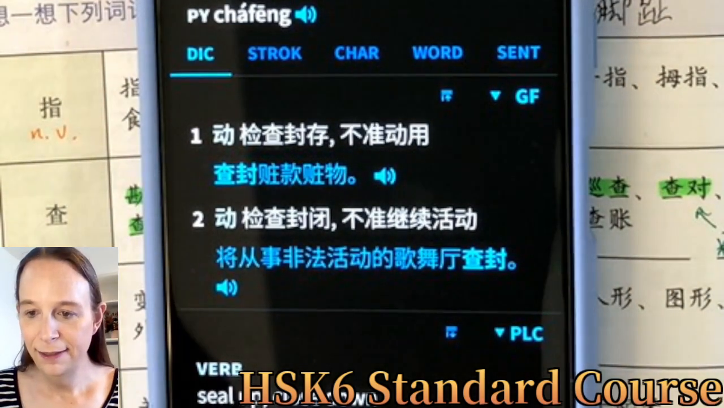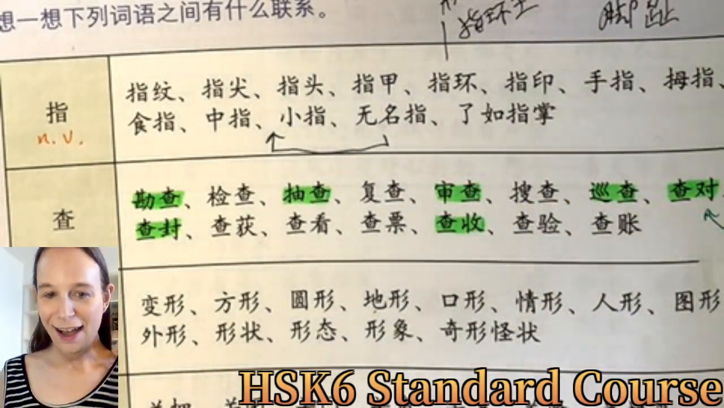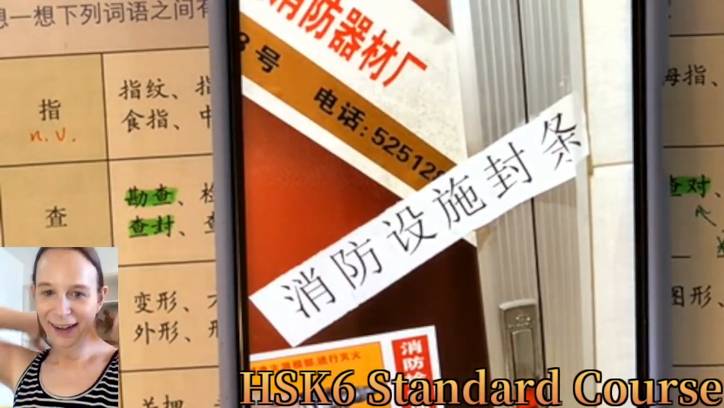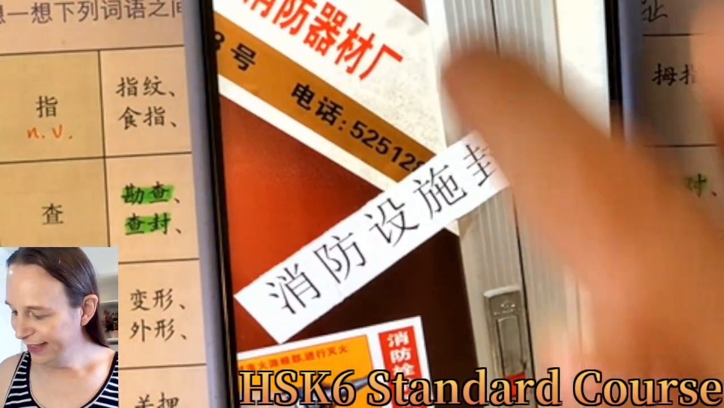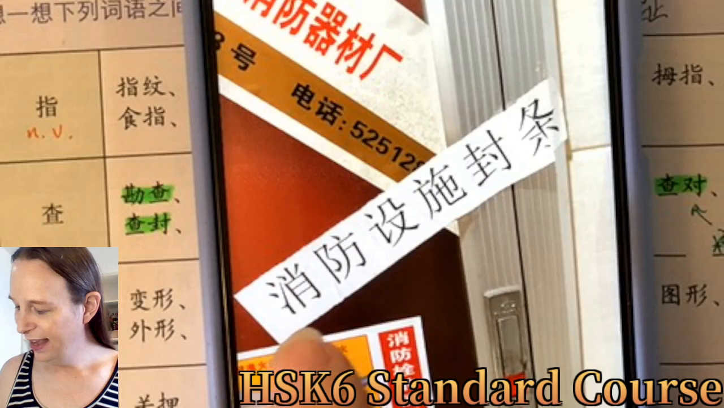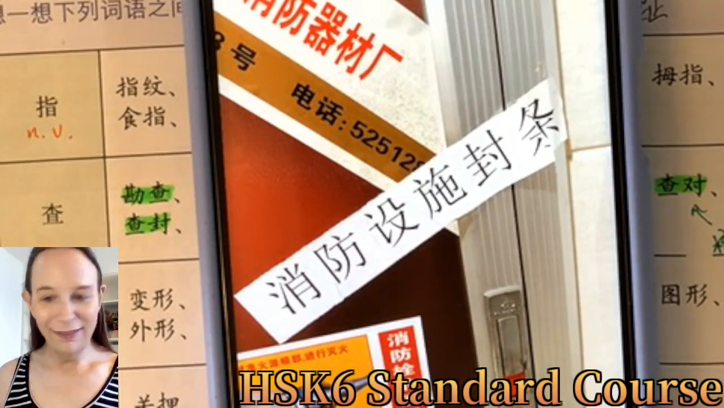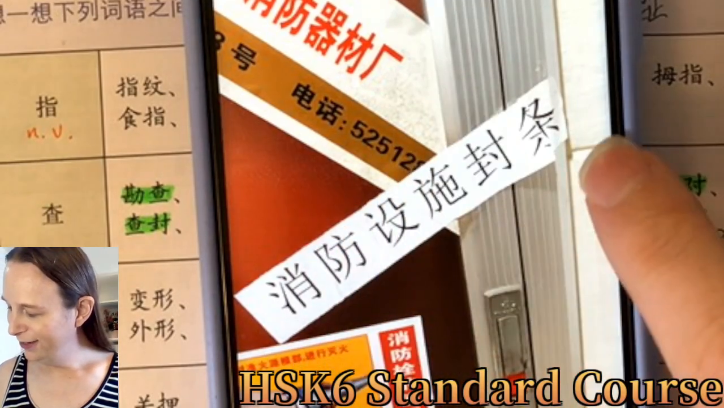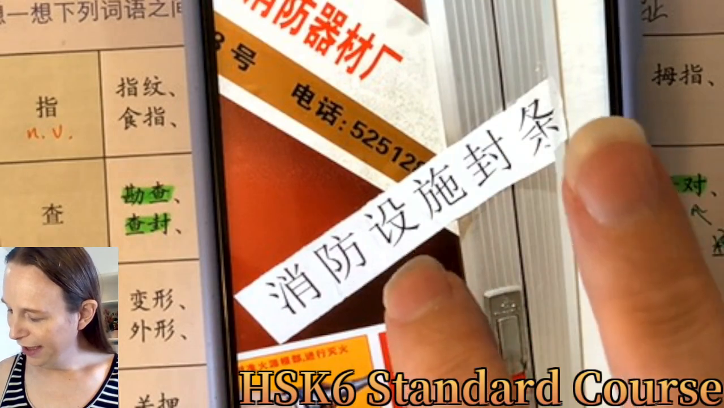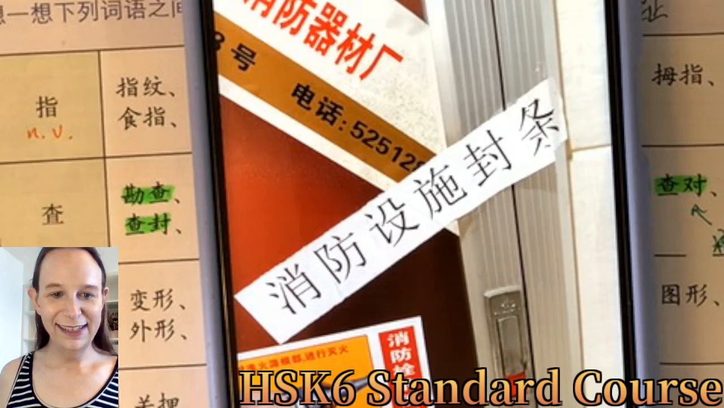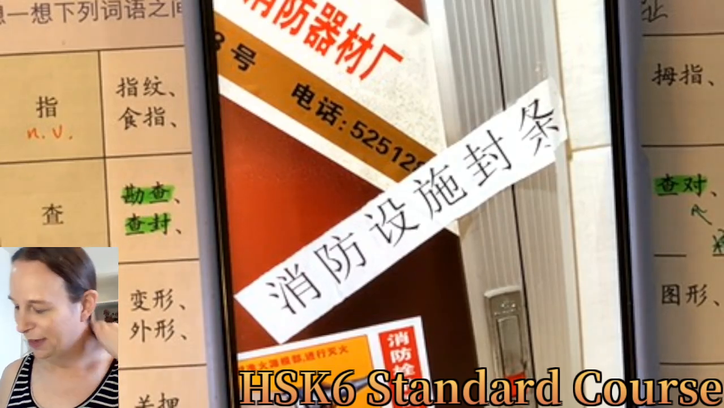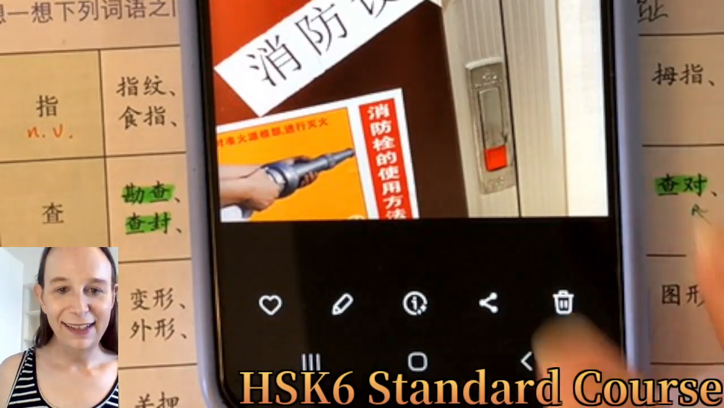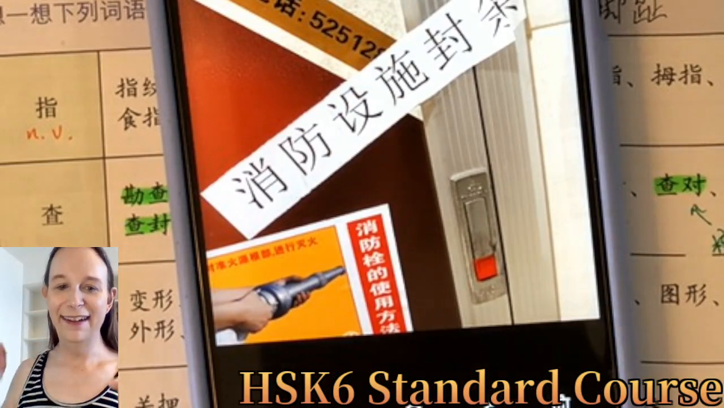Sorry, just a minute. I'll pause. Yeah, I just realized where 查封 might be relevant. So I just went outside my room and took a photo. So this box is the 消防, is 消防栓, right? Like a fire hydrant. And so when it's inspected, they put this seal on it. 消防设施封条, right? So is that what I'm meant to be thinking about? It's just outside my room. Yeah, 消防栓.